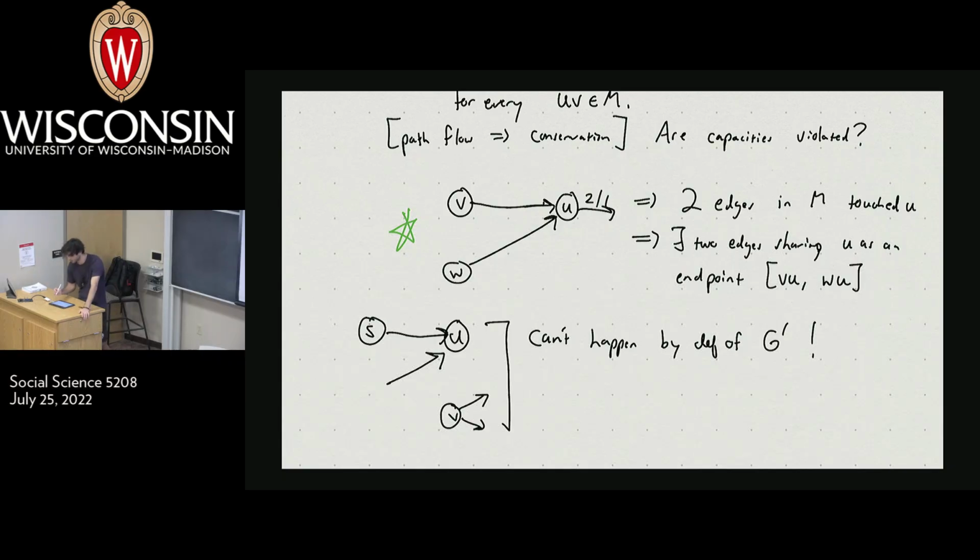So if there was ever a point where the capacity was not satisfied, so the goal is to say, are the capacities violated? So assume the capacities were violated. So we sent too much flow down some edge. Well, the only way for that to happen would be this situation. It couldn't happen in the other 2 situations because those edges don't even exist.